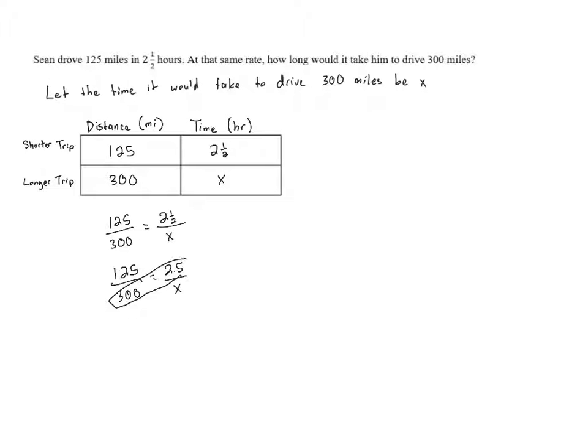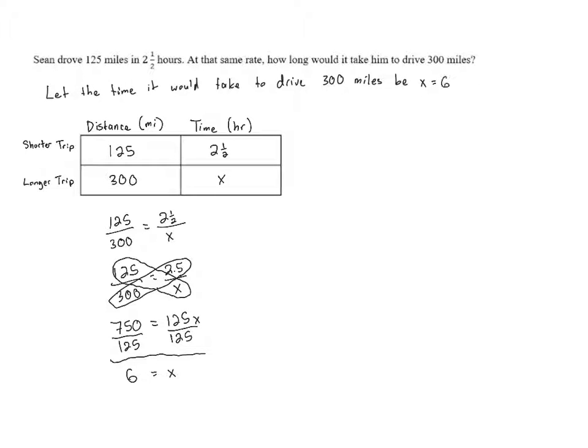We can take 300 times 2.5, and 300 times 2.5 is 750. Then on the other side, we can take 125 times x, which gives us 125x. And if we want to get x alone, we divide both sides by 125. And 750 divided by 125 ends up being 6. So we have 6 equals x.